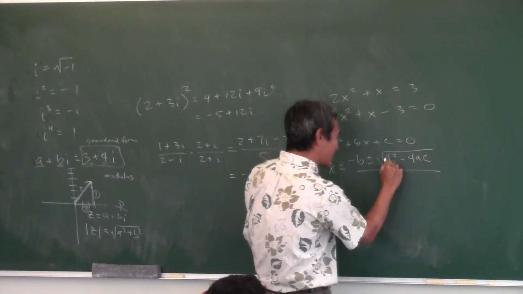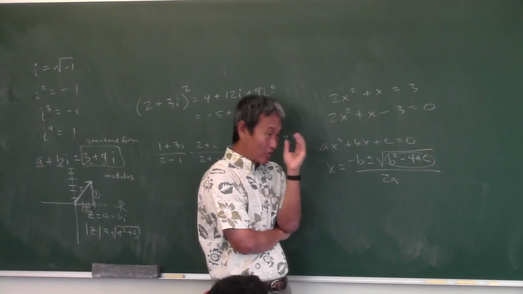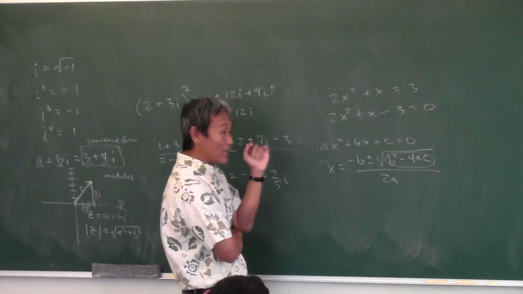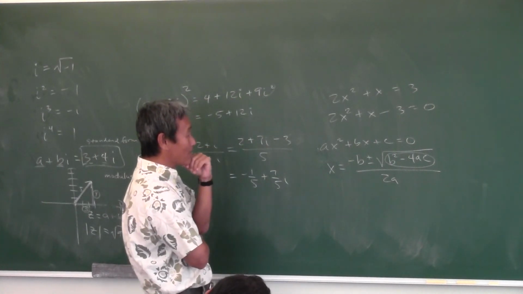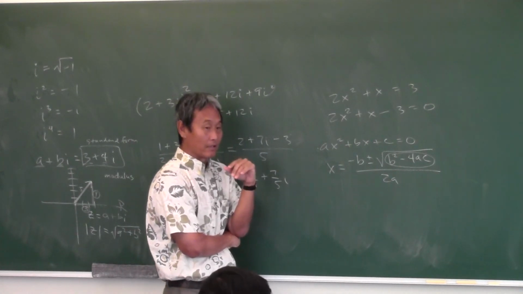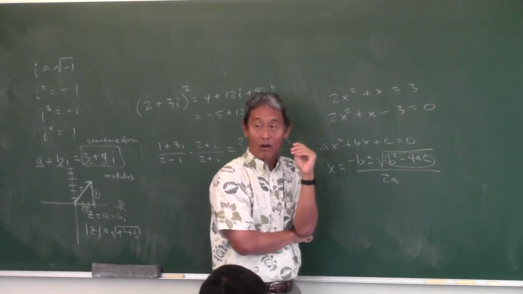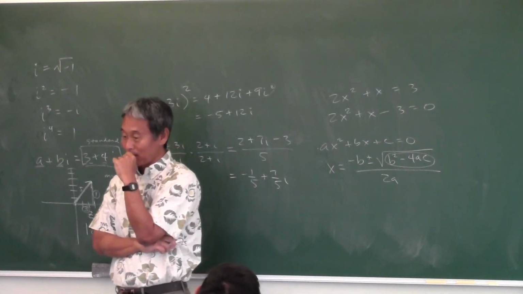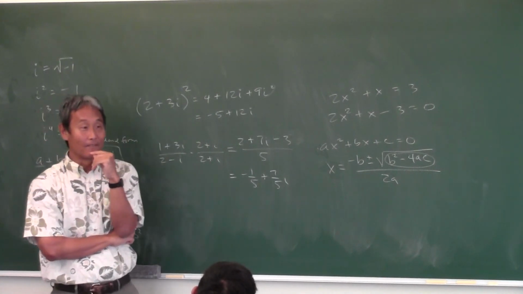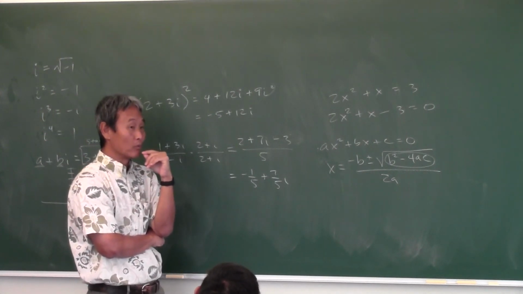Now, what is that thing there called? That is called the discriminant. The discriminant tells you lots of things. For example, if b squared minus 4ac is positive, this is all in your notes, that means you have two real roots.